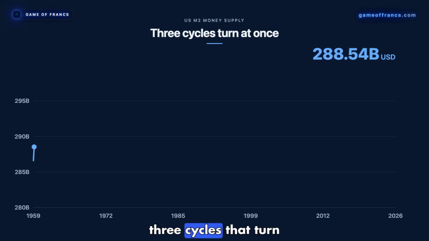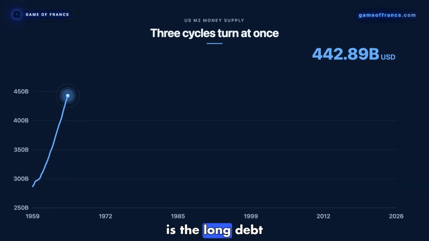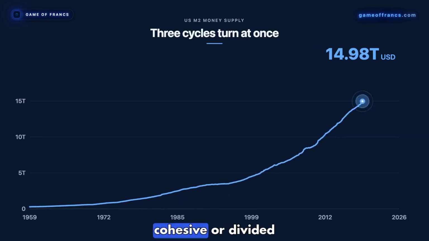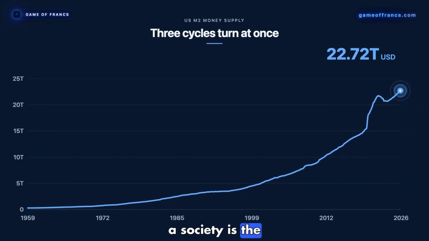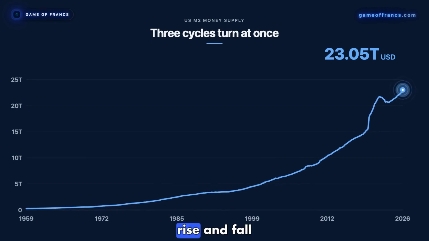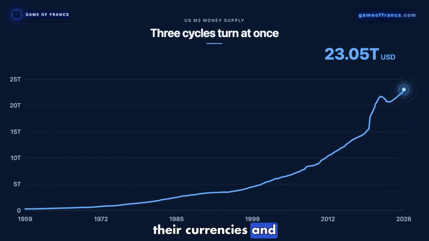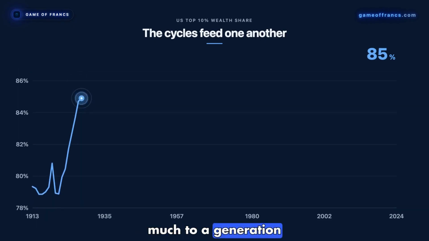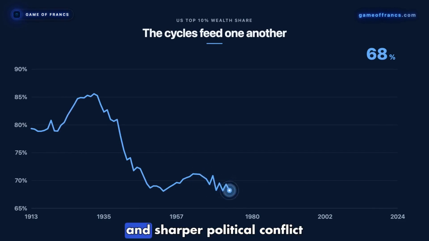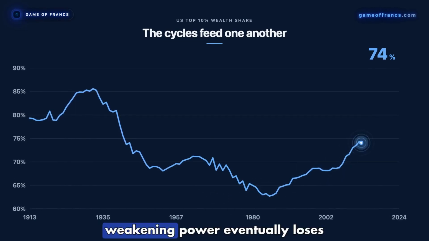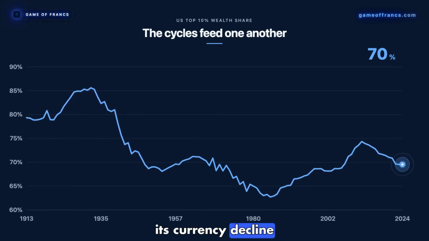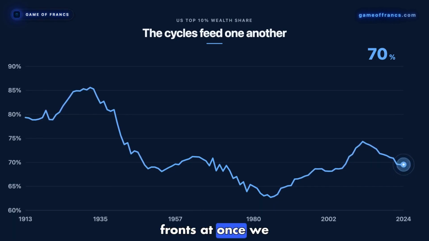The model rests on 3 cycles that turn at once. The first is the long debt and money cycle. The second is the internal cycle of order and disorder, how cohesive or divided a society is. The third is the external cycle, the rise and fall of great powers and their currencies. And what makes the framework powerful is that these cycles are correlated. A country that borrows too much tends, a generation later, to face widening wealth gaps and sharper political conflict. A weakening power eventually loses the confidence that underwrites its currency. Decline, when it comes, arrives on several fronts at once.